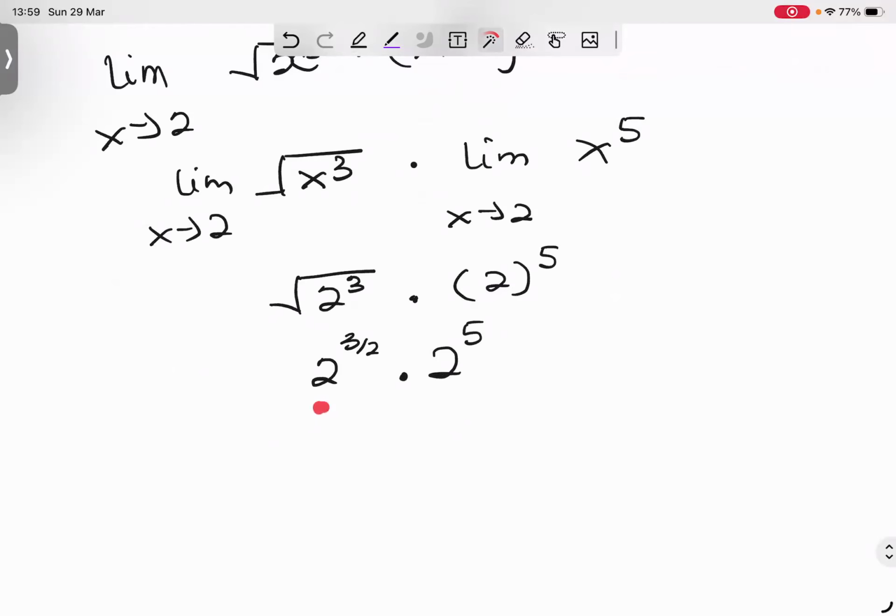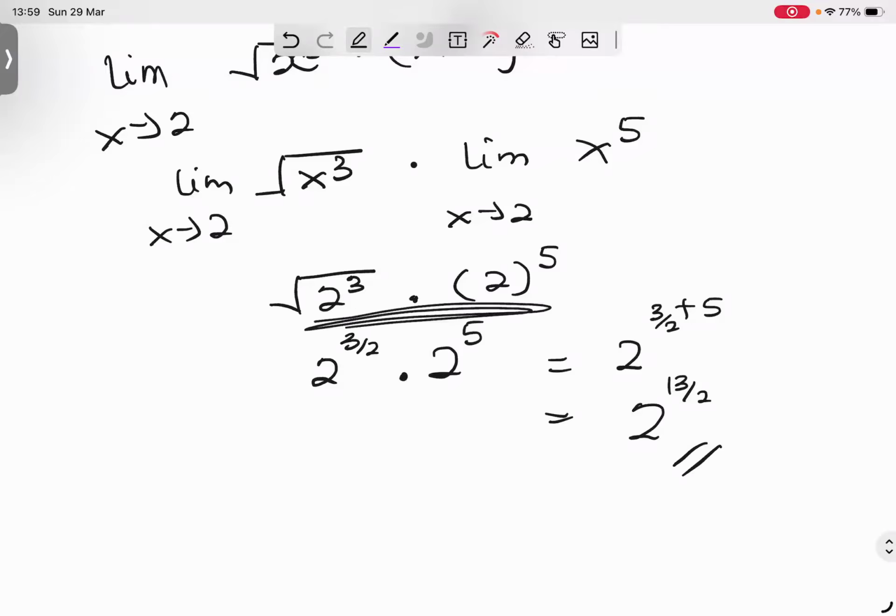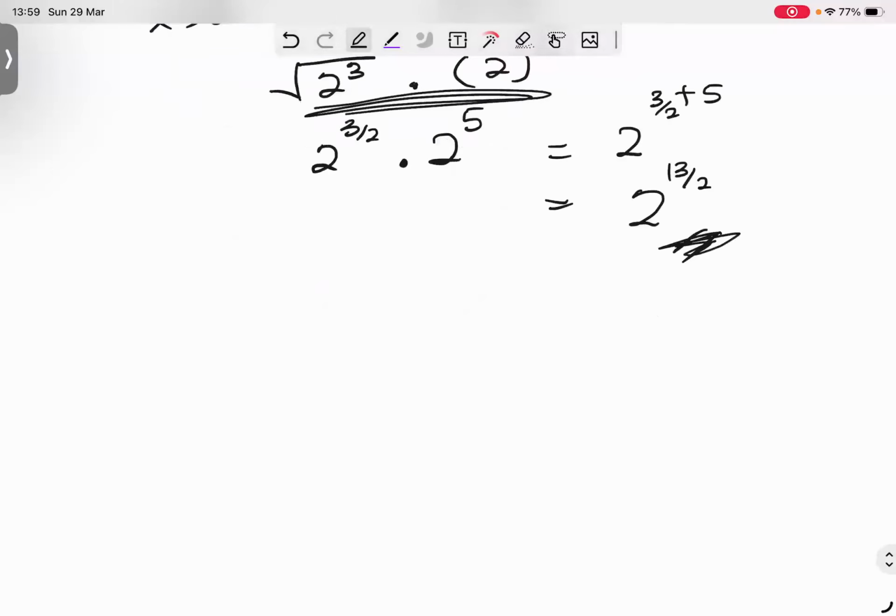Indices, same base, multiplying. What do we do to the exponent? We sum them. So this gives us 2 raised to the power 3 over 2 plus 5, and that will be 2 raised to the power 13 over 2. That will be the limit of the function. You are allowed to use your calculator from here, or you can write your answer in this form. Any of them is allowed.